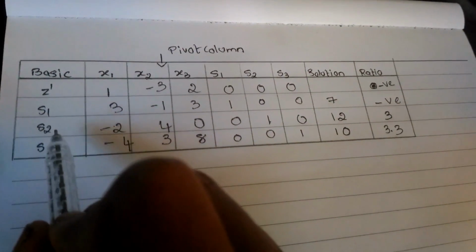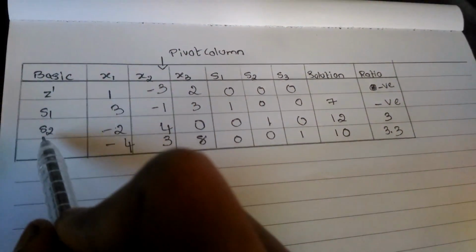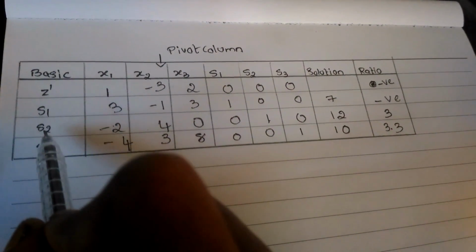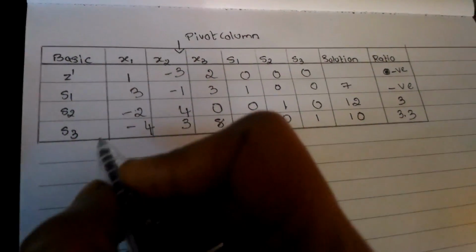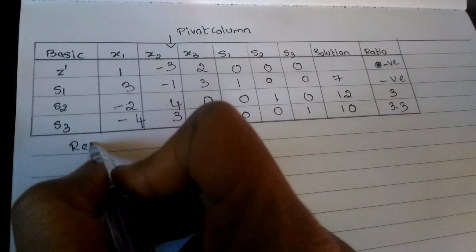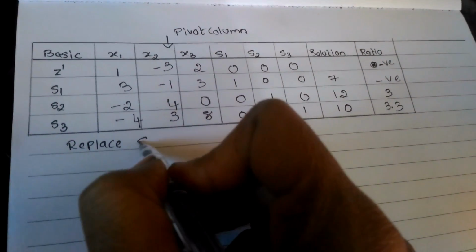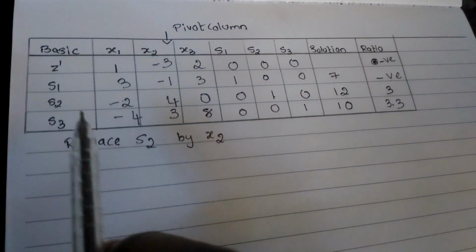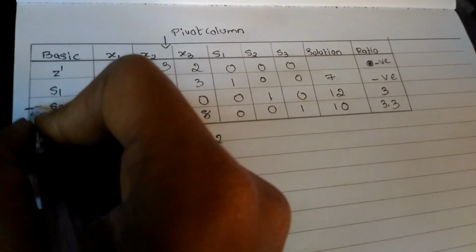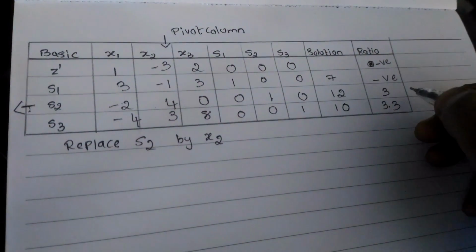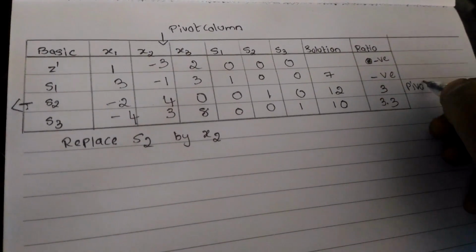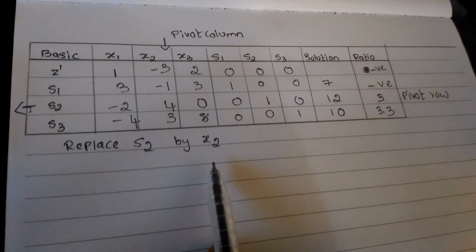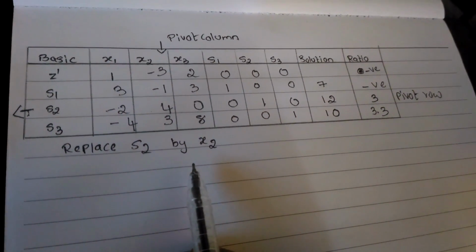In the steps further, this s2 will be replaced by x2. We will be taking out the value s2 and we will be replacing this s2 by x2 here. Let us start doing it. The first step is replace s2 by x2. Now, this is the leaving variable and this is the pivot row. Replace s2 by x2.